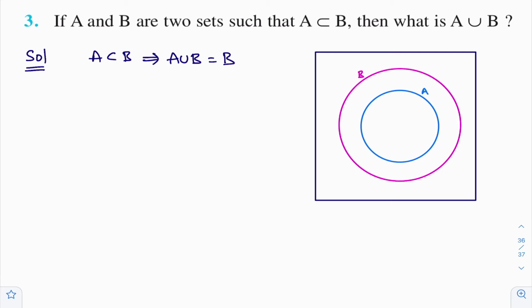In case they ask what is A intersection B, when A is a subset of B, when we do A intersection B, we will get the smaller set. Here they are asking only A union B, but I am telling you what A intersection B is also. A intersection B means the elements which are present in both. You see here, this part is present in A, this part is present in B also. This is the set which is common in both. That's why when A is a subset of B, A intersection B is A.